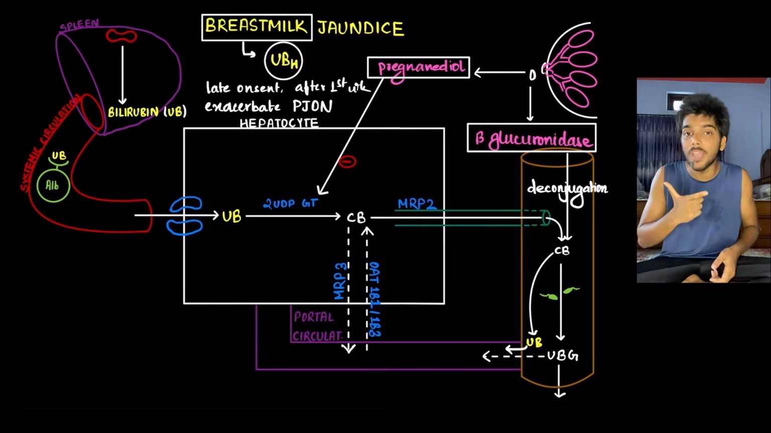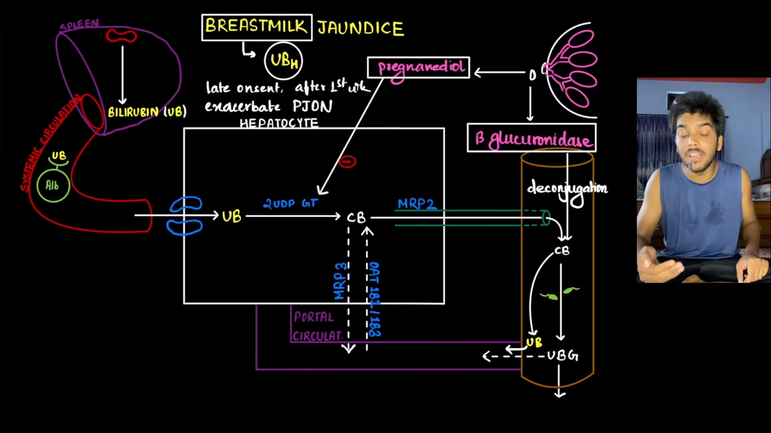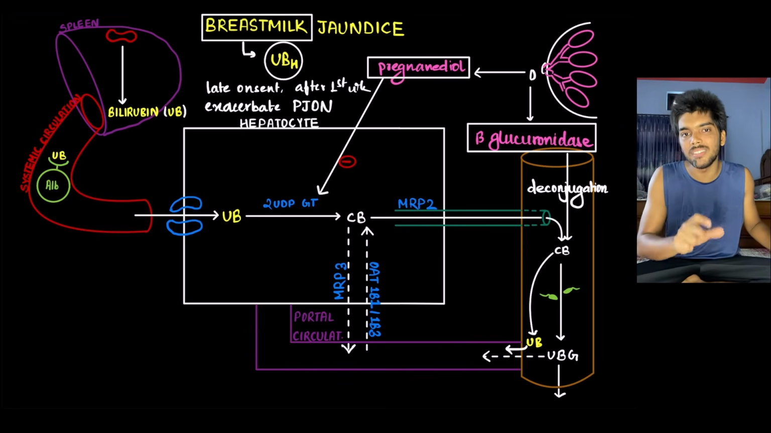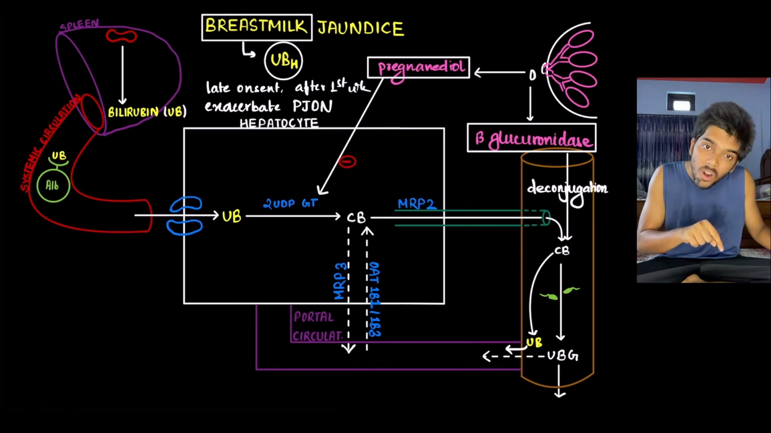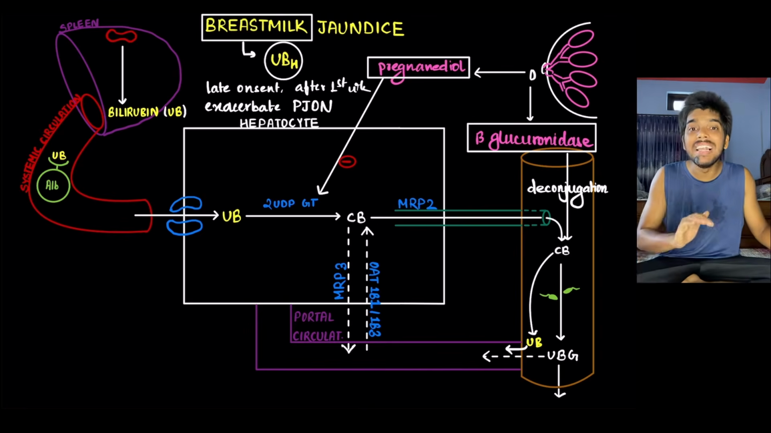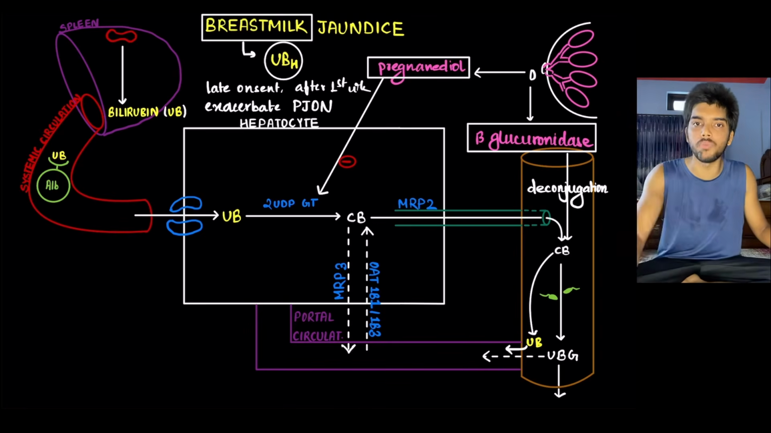Due to these two chemicals, after the first week, there is exacerbation or worsening of physiologic jaundice of newborn, and this is called breast milk jaundice. So breast milk jaundice has late onset after the first week of development.